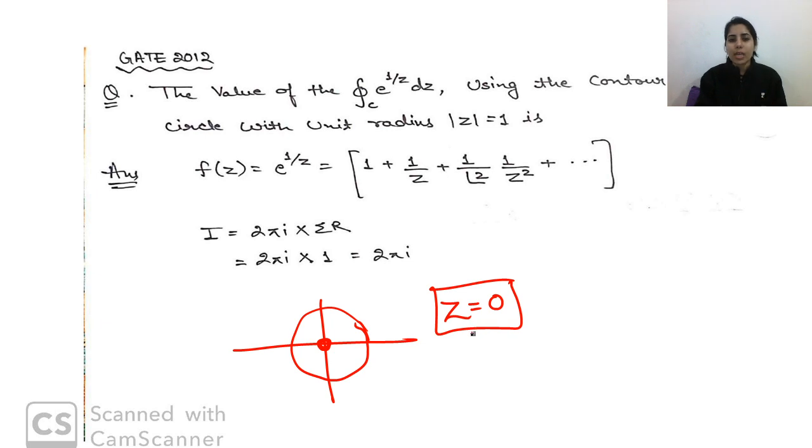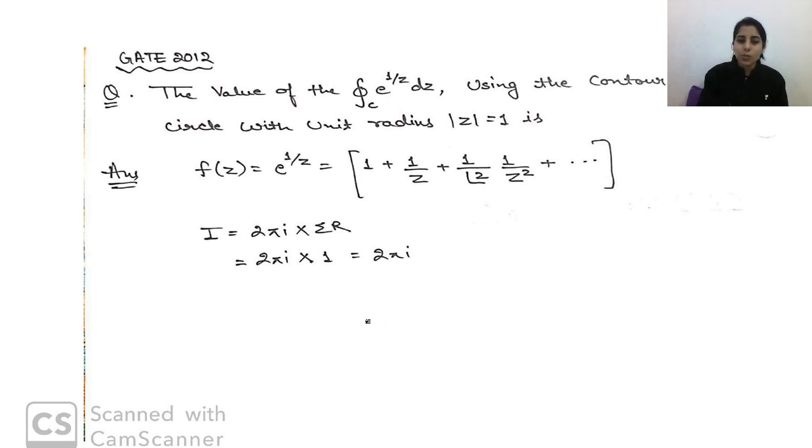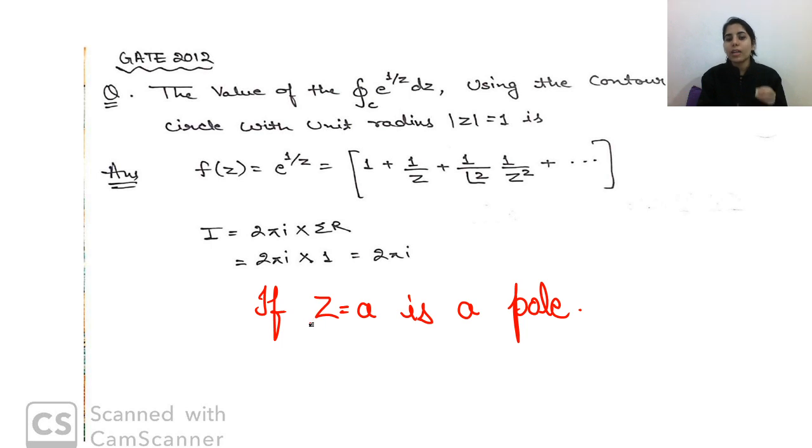What kind of pole is it? If you observe from here, you can consider it a simple pole, because it gives an infinite value when the power of z is 1. Most of the time, when we have different powers of z existing in this manner, we use this formula to find the residue. If z is equal to a is a pole, whether it is a simple pole or an order n pole, we can use this method to find the residue. It is applicable for both simple poles and order n poles.